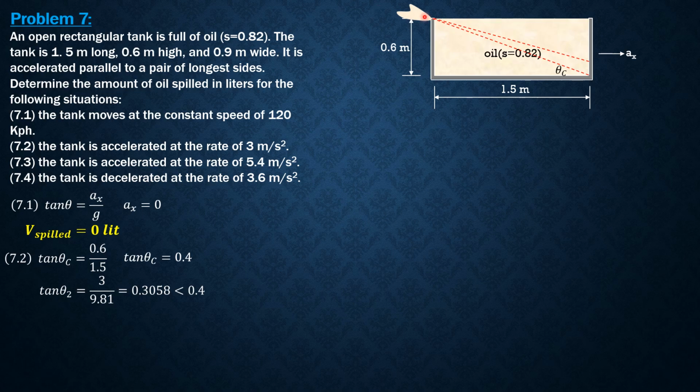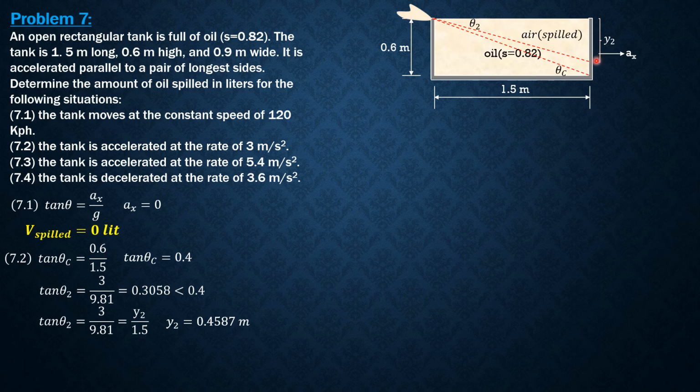So a certain amount will now be spilled. This portion that will be spilled is replaced by air. The angle that this surface makes with horizontal is theta 2. We will call this height y sub 2. So from the figure, tangent theta 2, which is 3 over 9.81, is also y2 over 1.5. Solving for y sub 2, it is 0.4587 meters.